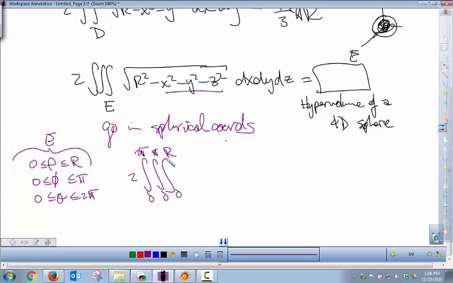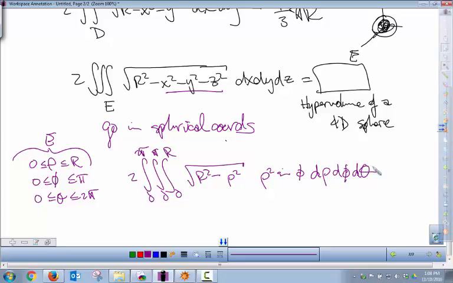I don't usually write it like this. I usually write it inward out. But we have r squared. R is a constant. X squared plus y squared plus z squared is rho squared. And so the dv becomes a rho squared sine phi, d rho, d phi, d theta.